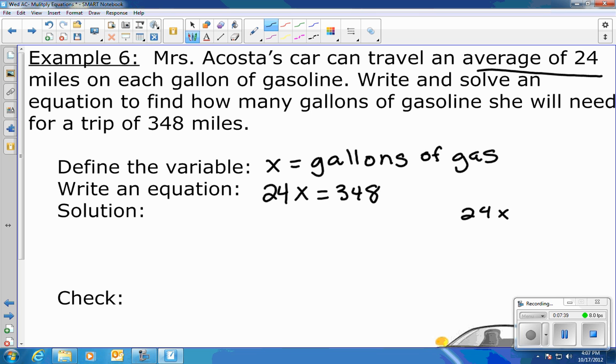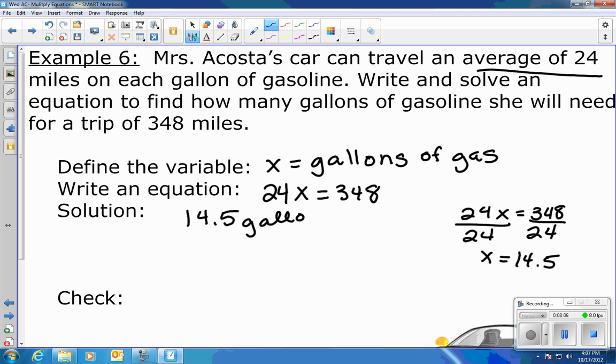So to solve that equation, I'm going to divide each side by 24, which is going to give me, I believe, 14.5. So my solution is 14.5 gallons.